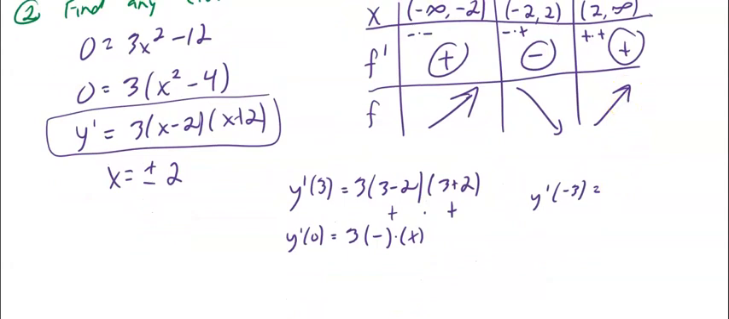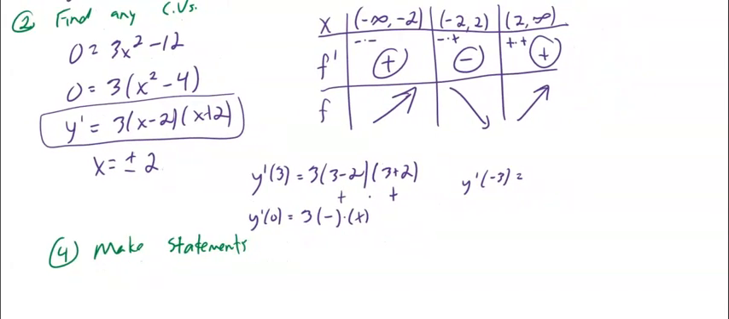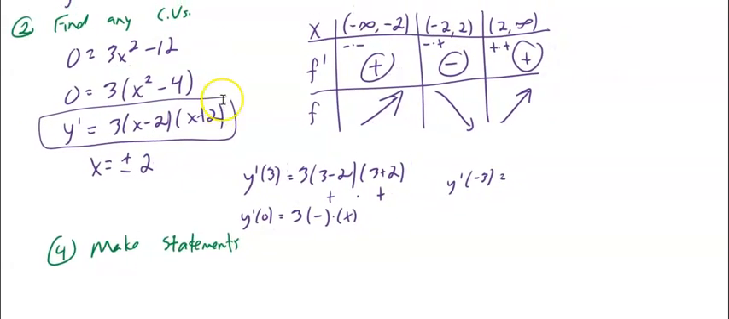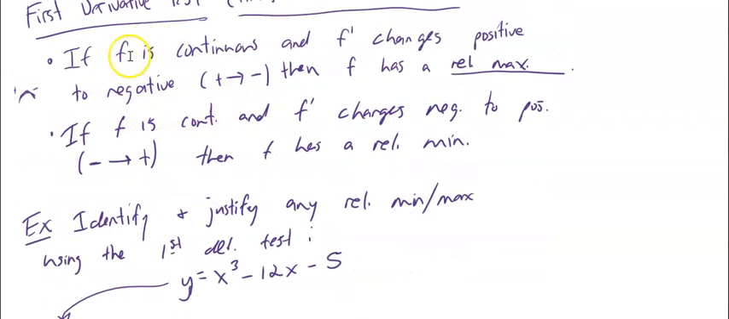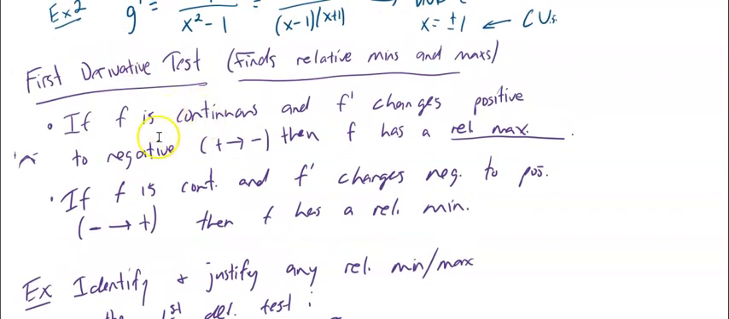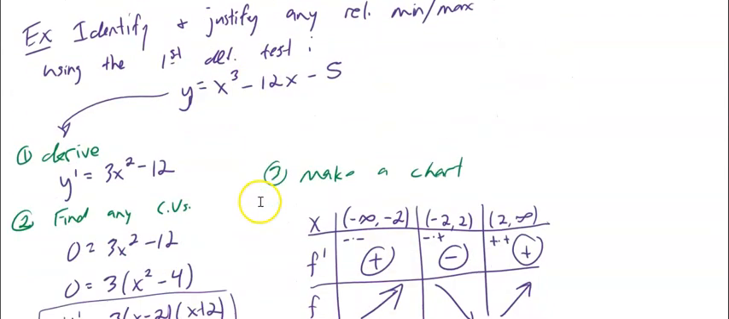So the last thing I need to do for the first derivative test, this is step number 4, is to make statements. And this is what the AP cares about. If you remember, come back up here, the first derivative test says, if the derivative changes from plus to minus, then we have a max. If the derivative changes from minus to plus, then we have a relative min.